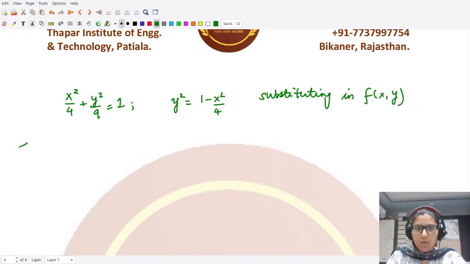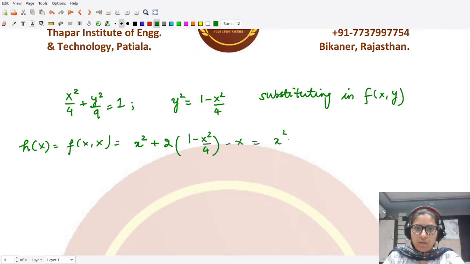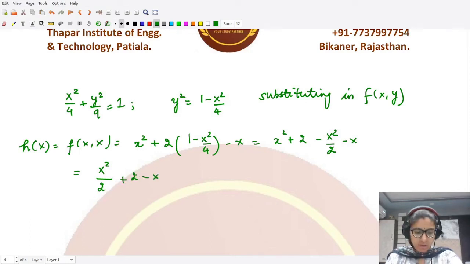We'll be substituting this value in the given function f of xy. Let's call that function h of x. So that would be f of x and the square root term. Your function was x square plus 2 into y square. Now y square is 1 minus x square by 4, minus x. So you have x square plus 2 minus x square by 2, minus x. When you compute and solve this, it is x square by 2 plus 2 minus x. So this is your function h of x.